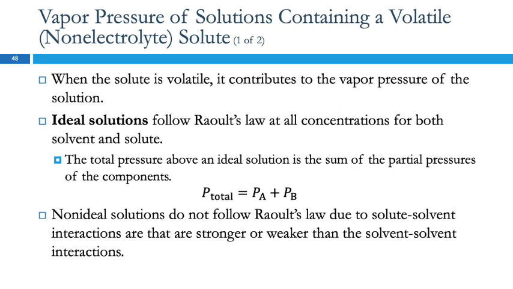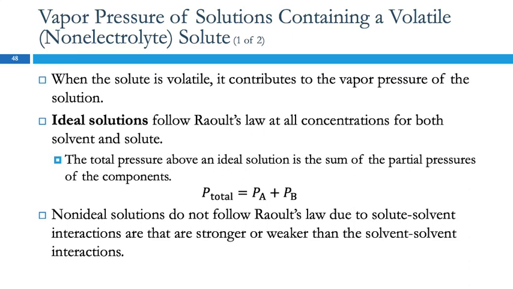So that's a situation where the solvent itself was not evaporating. But what if the solute is volatile? Then it will contribute to the vapor pressure of the solution. So what we call ideal solutions are ones that obey Raoult's law at all concentrations. And then we would know that the total pressure above that ideal solution is the sum of the partial pressures of the components: the partial pressure of the water plus the partial pressure of the solute.